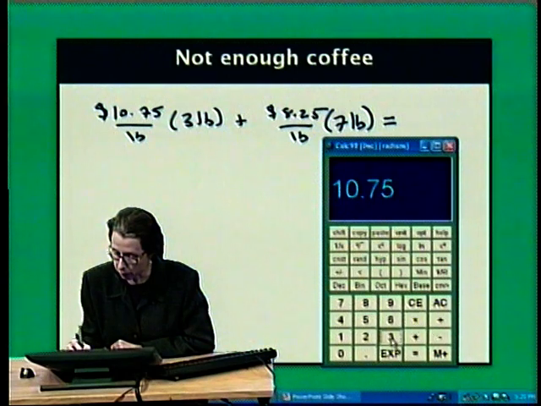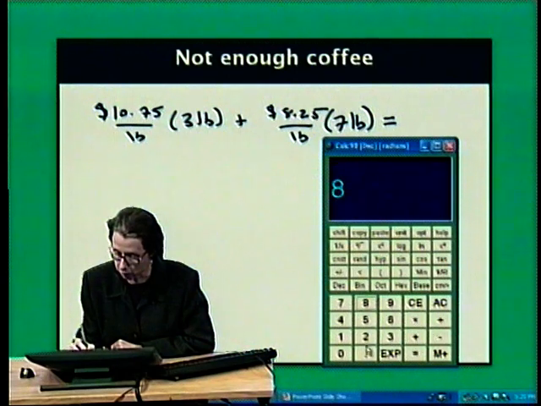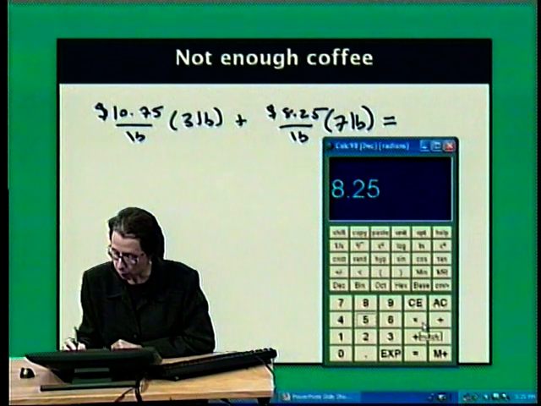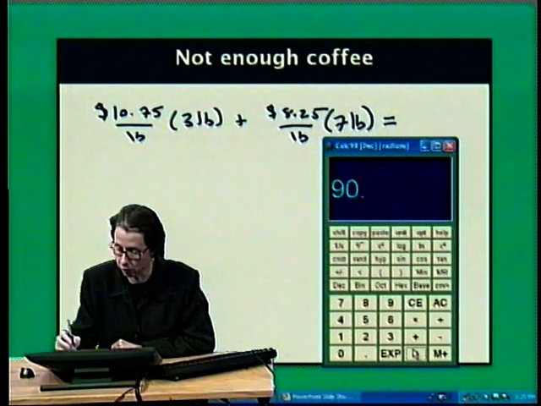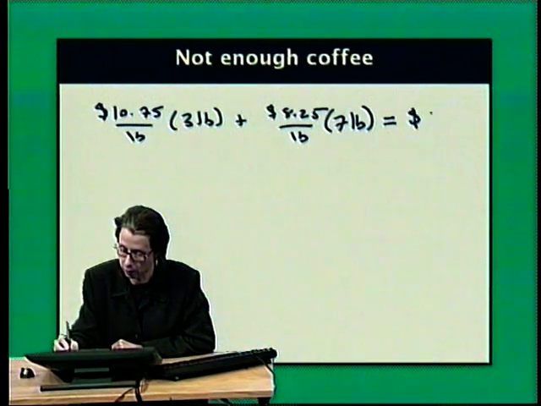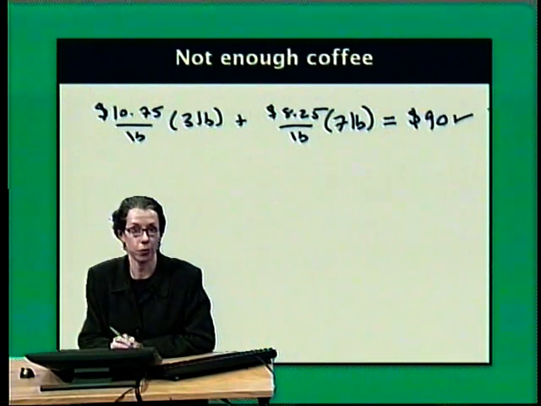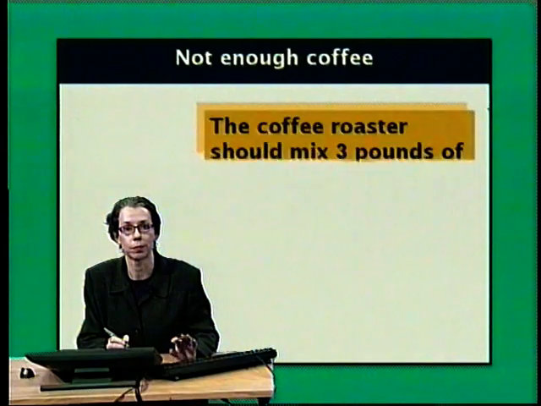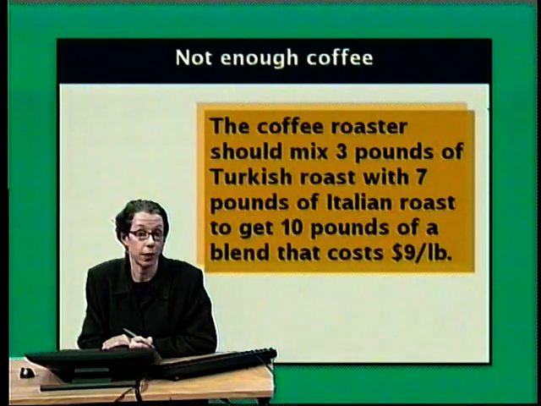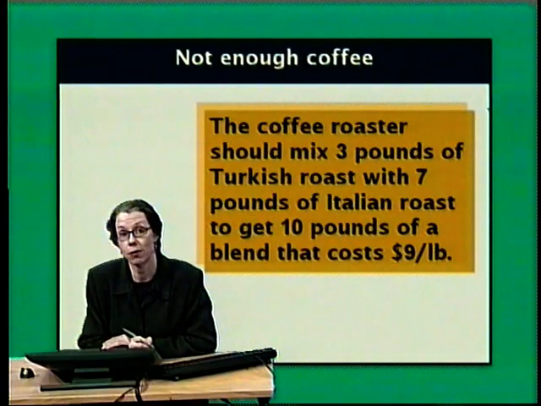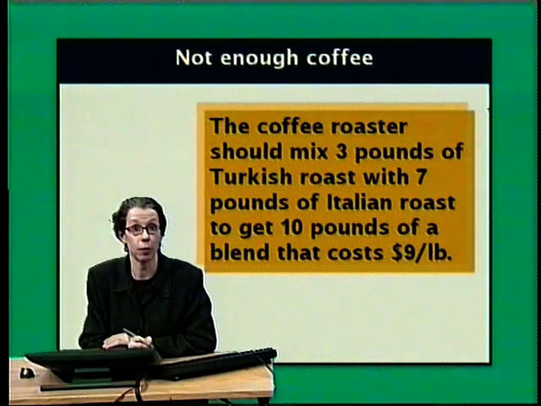$10.75 per pound times 3 pounds plus $8.25 per pound times 7 pounds is $90. So my answer checks. So let's state a conclusion. The coffee roaster should mix 3 pounds of Turkish roast with 7 pounds of Italian roast to get 10 pounds of a blend that costs $9 a pound.